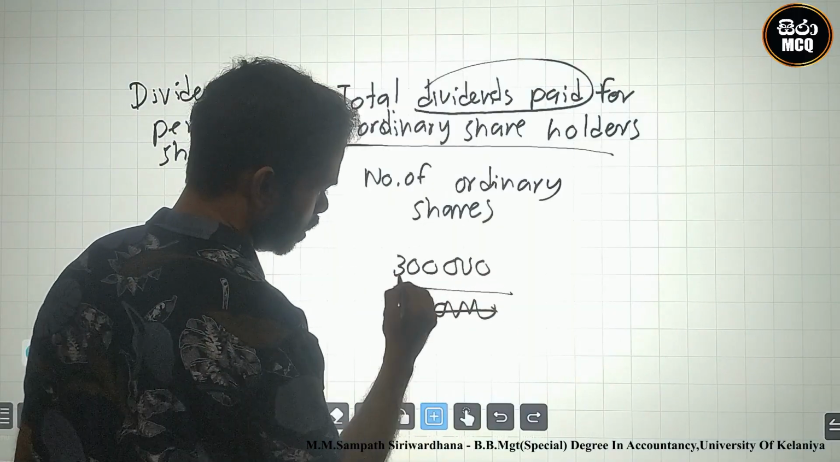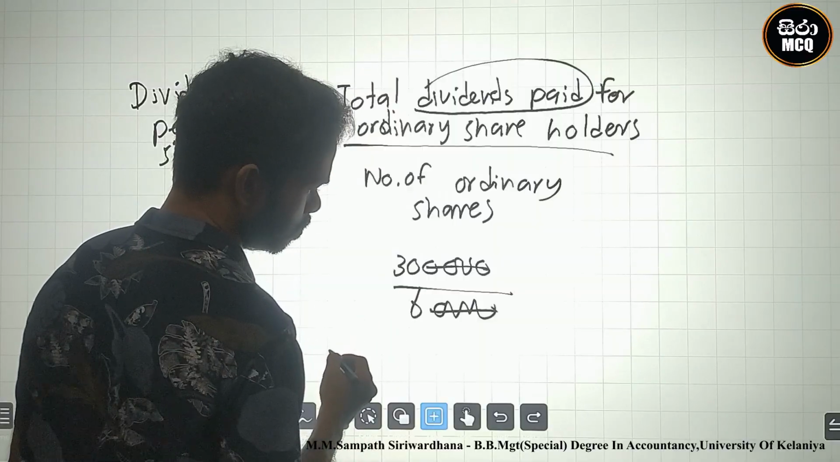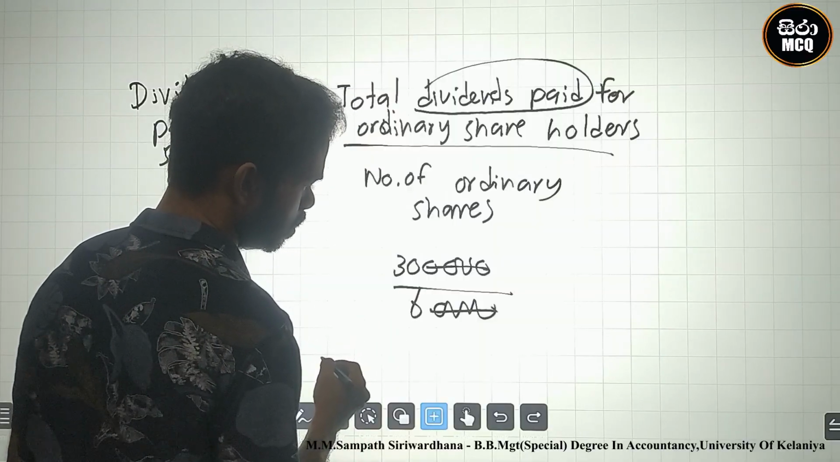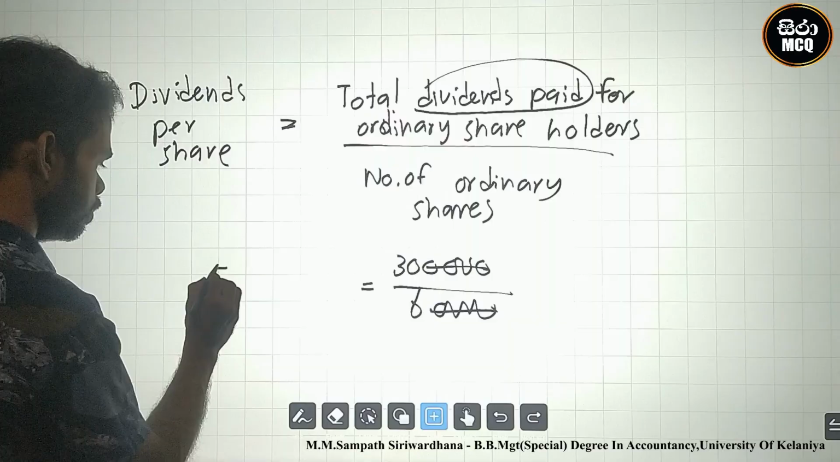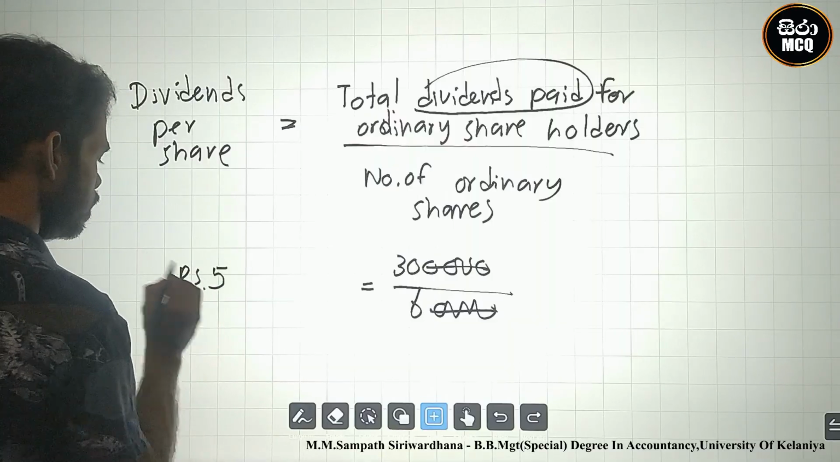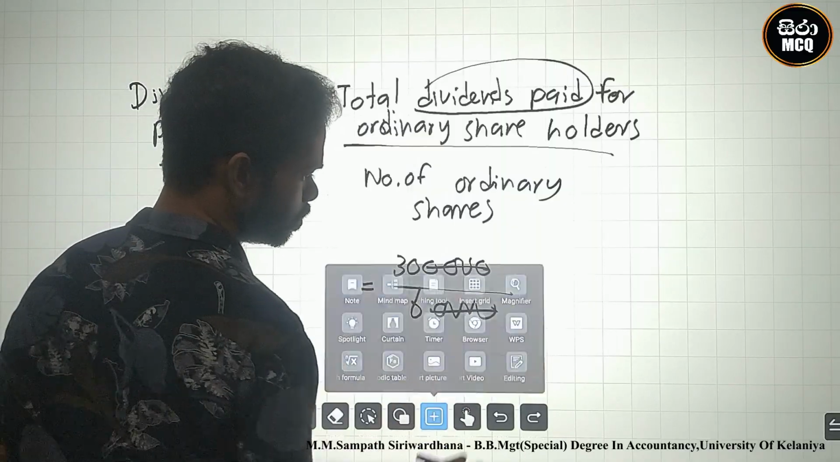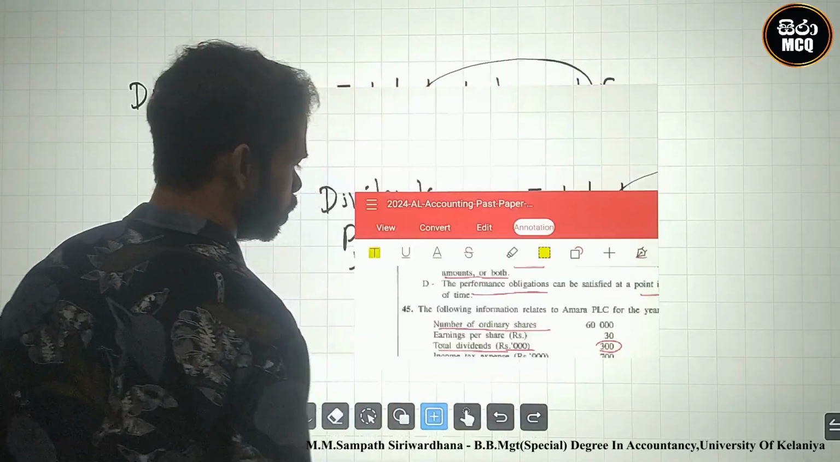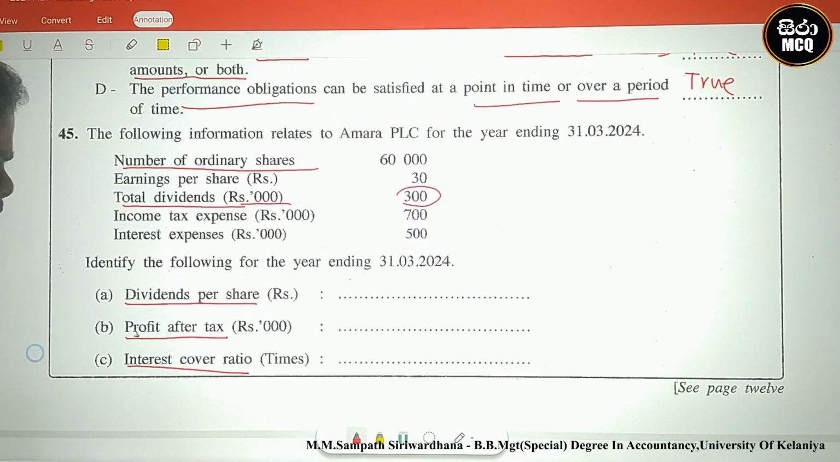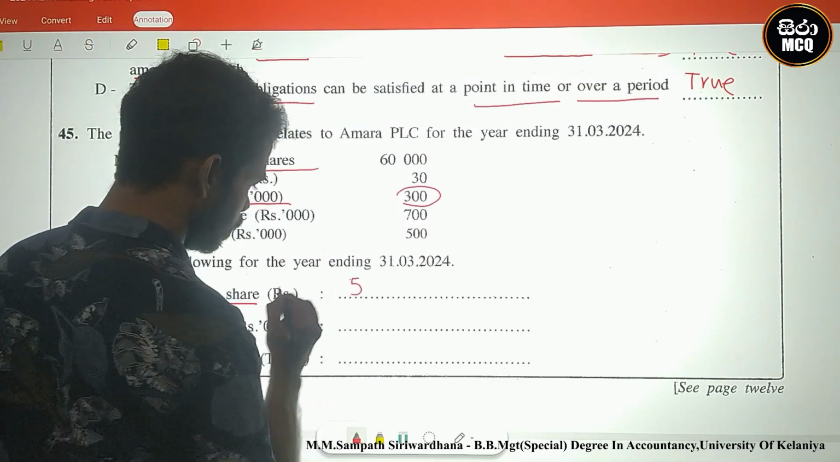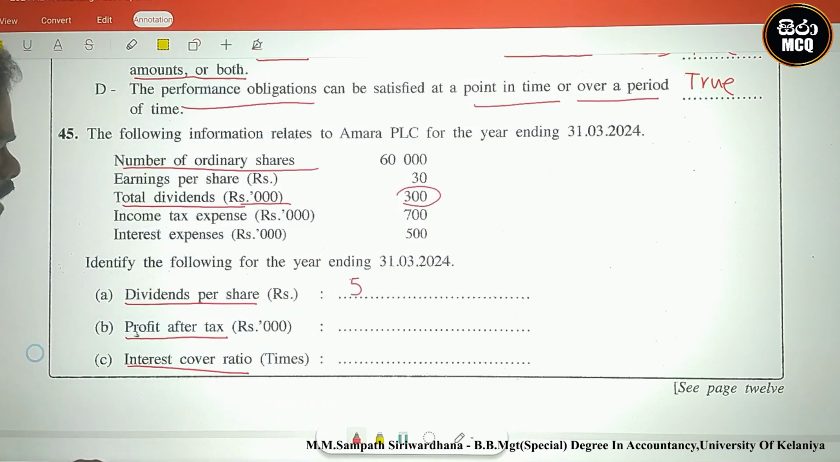We divide 300,000 by 60,000 shares. Dividend per share is 5 rupees. Okay, next one, profit after tax.